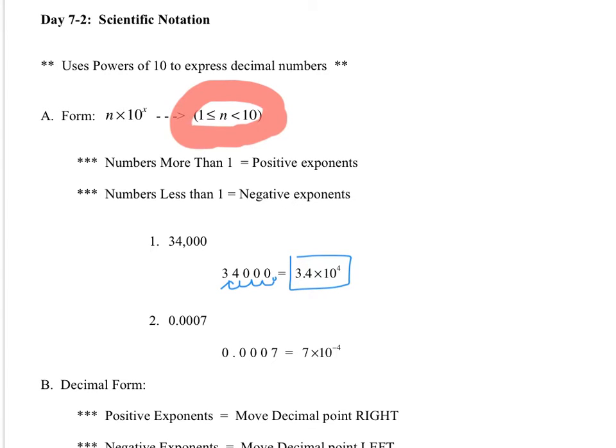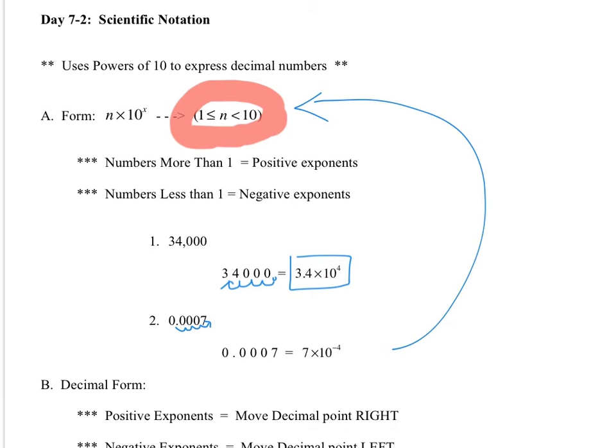Let's take a look at the next one. 0.007, it's a number less than 1, so it's going to have a negative exponent. Again, I have to move the decimal point until it fits the criteria of greater than or equal to 1 but less than 10. As I move it, 0.7 doesn't, but 7 does. So it took me 4 spaces to get there, which means it's 7 times 10 to the negative 4. Negative 4 because the number started off as a decimal number, less than 1.